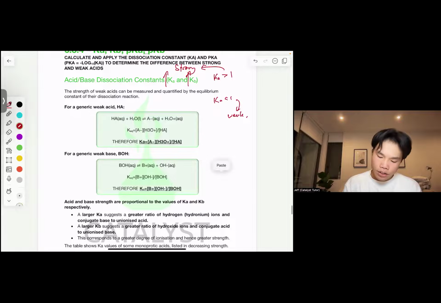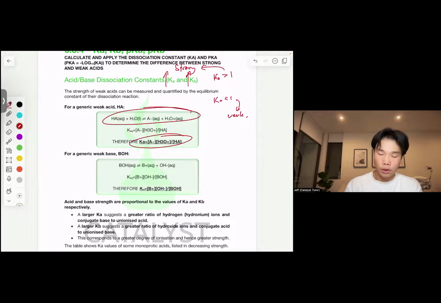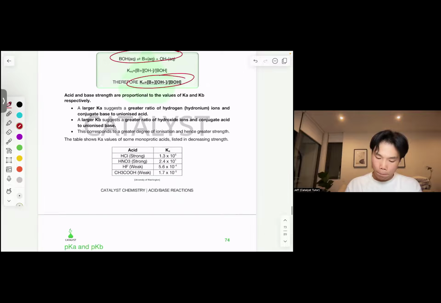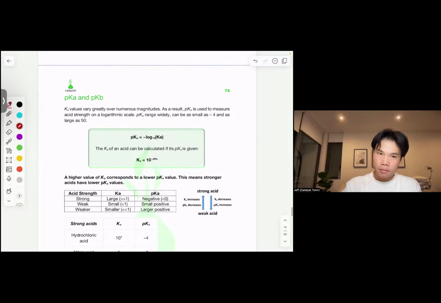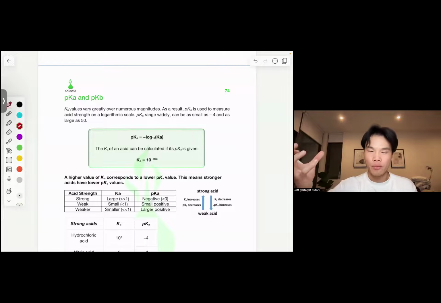Our equations are derived from the dissociation of acid, which gives us our Ka expression because it's products over reactants, and for bases, it's just from our base dissociation, which gives us our Kb. pKa and pKb are literally the same thing. You can imagine it as a different way of measuring Ka and Kb, a different way of measuring strength.